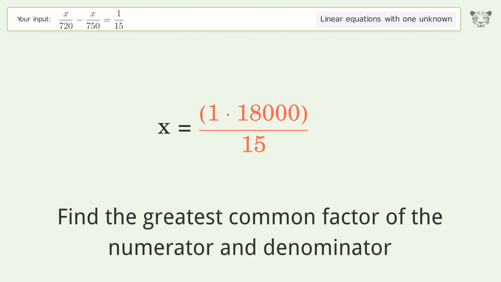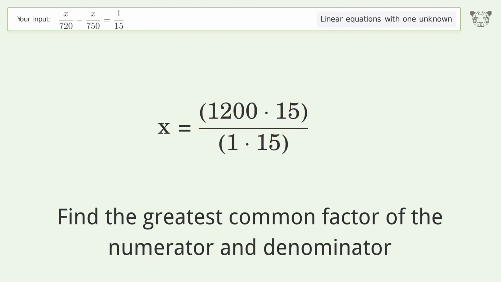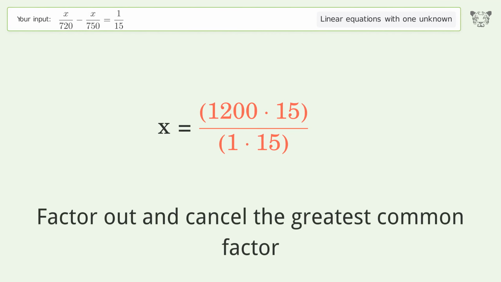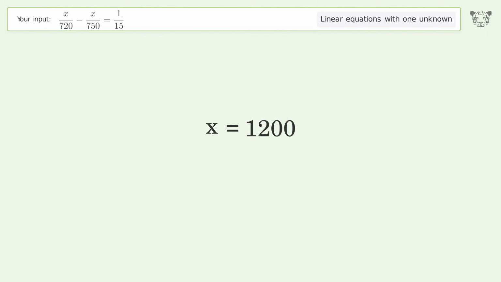Find the greatest common factor of the numerator and denominator. Factor out and cancel the greatest common factor. And so the final result is x equals 1200.